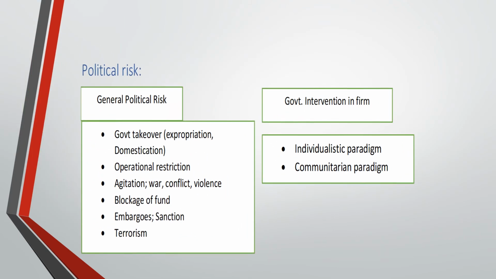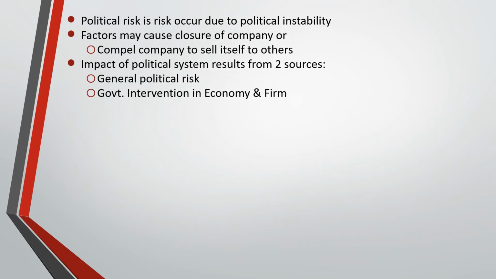Now we have political risk. It is divided into two parts: general political risk and government intervention in the firm. So first, talking about political risk, there are government takeover, operational restriction, agitation, blockage of funds, embargoes, terrorism, whereas government intervention in the firm is individualistic patriotism and communitarian patriotism. So political risk is the risk that occurs due to political instability. The factors may cause closure of the company or compel the company to sell itself to another.